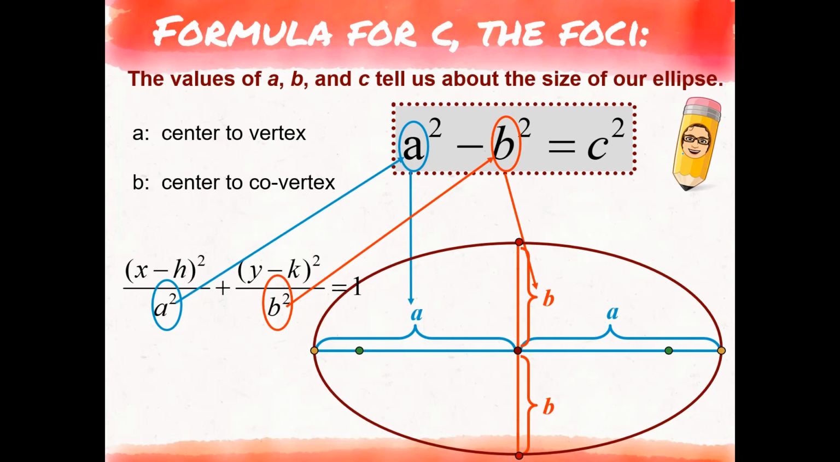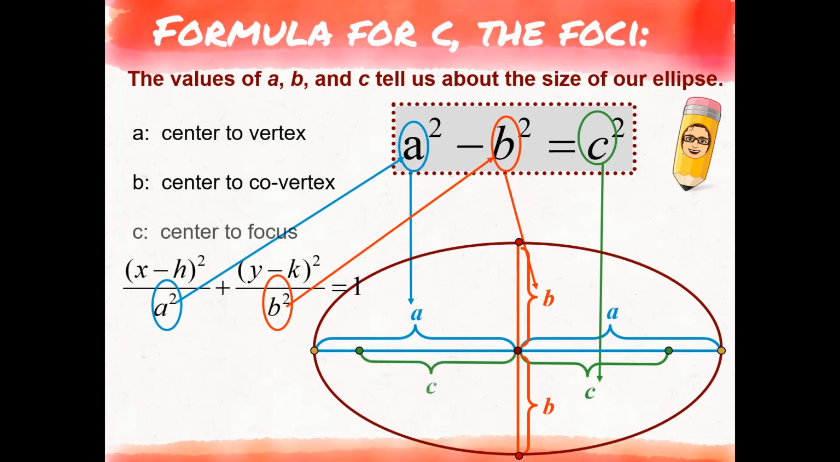Now, the c is not in our standard form. However, the c tells you how far your center is to the focus, both of them. So this c value right here is the same as this c value. I know, lots and lots of drawings, lots and lots of color. Trying to be helpful here. So this is a horizontal major axis ellipse. Let's take a look at what can make a vertical ellipse.